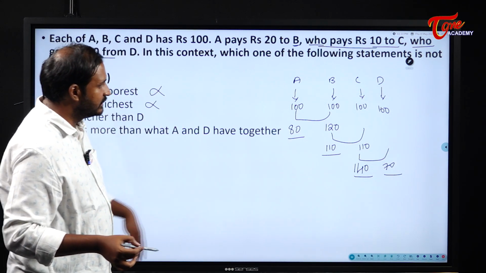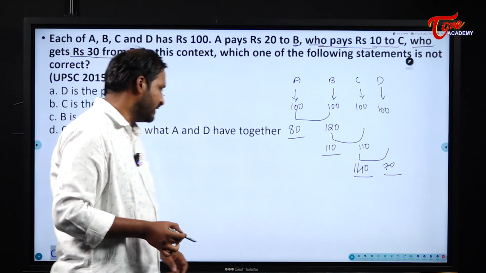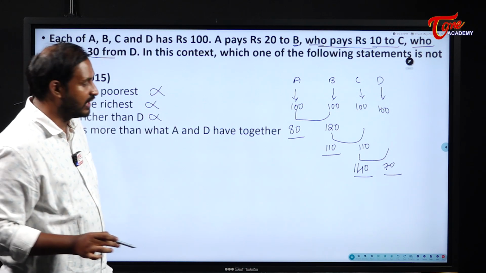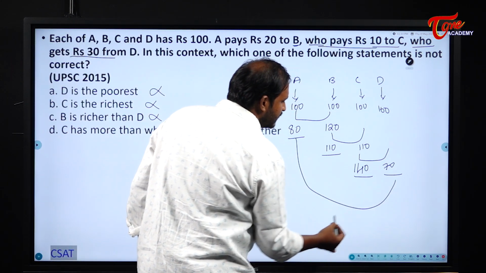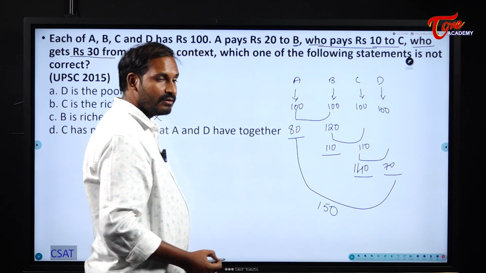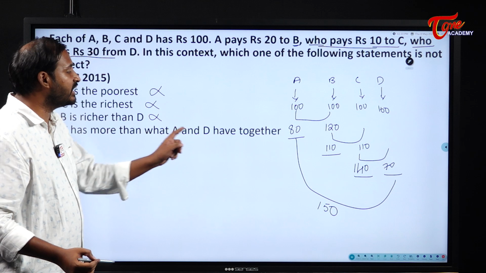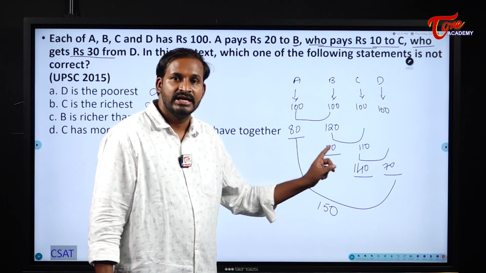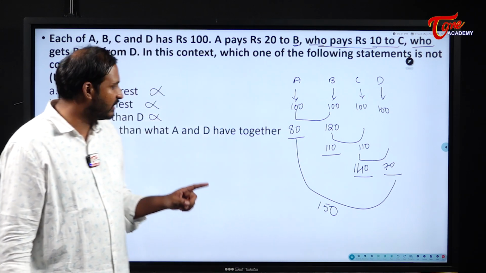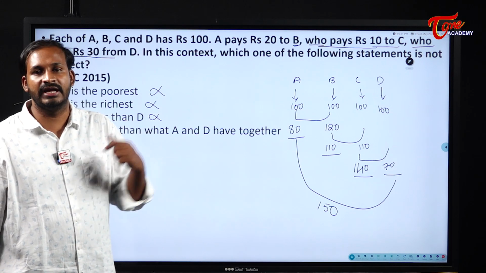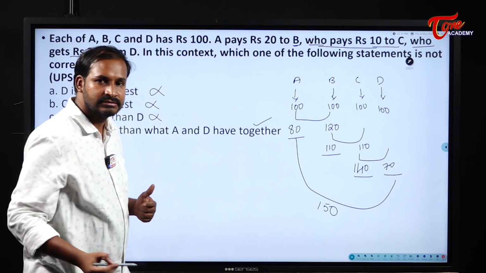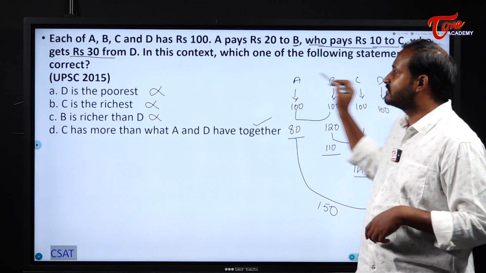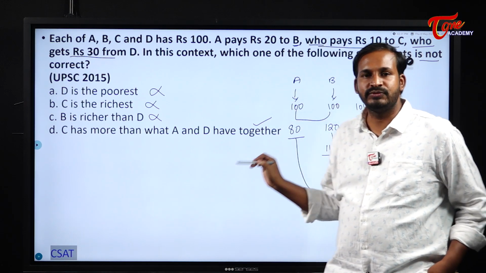B is richer than D. Yes, B is having 110 and D is having 70. That one is true, but that is not our answer. Next, C has more than what A and D together have. A and D together have how much? See here, 150. What is it telling? C has more than what A and D together have. C is having just 140, and A and D together have 150. That means C is having less than A and D together. But what he is saying? C is having more than A and D together. So this will be our answer, which is actually wrong. Here they asked us to choose the wrong one only, which is not correct. So our answer here becomes option D.